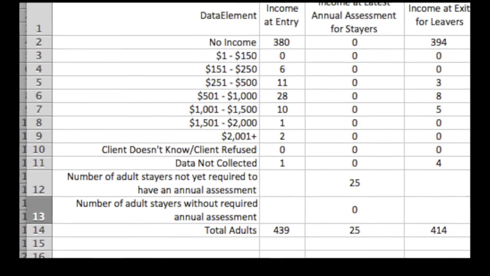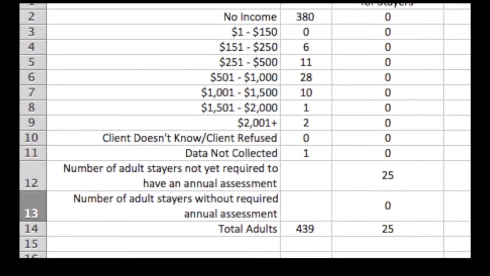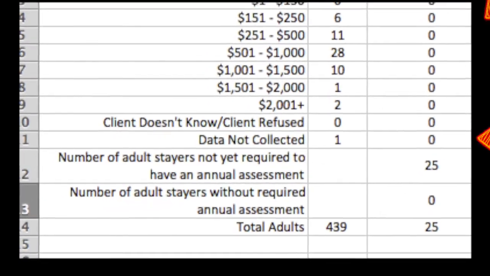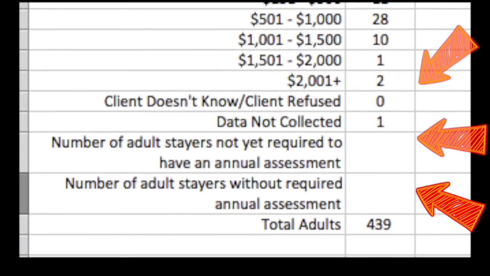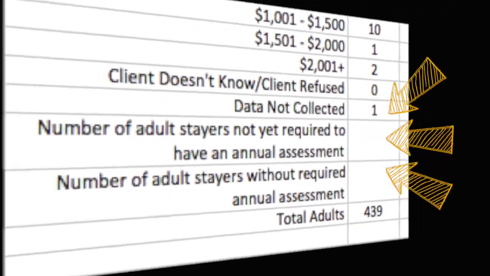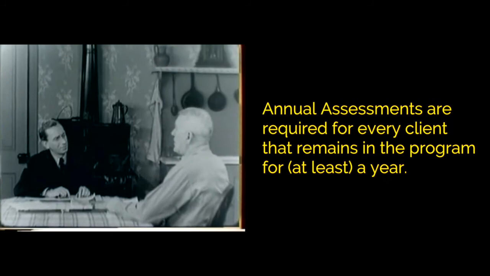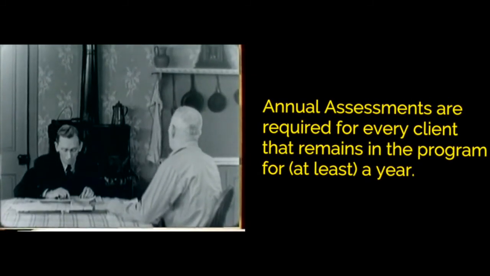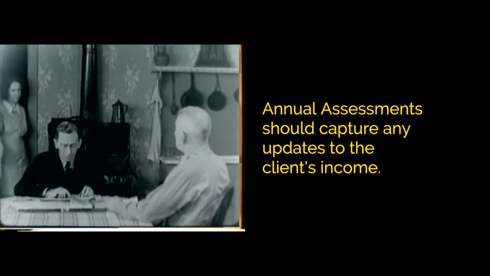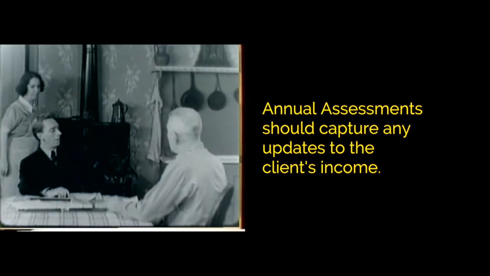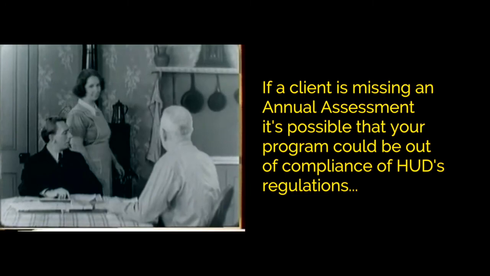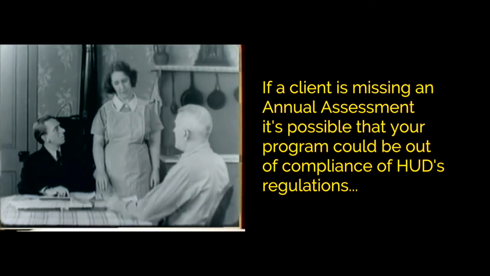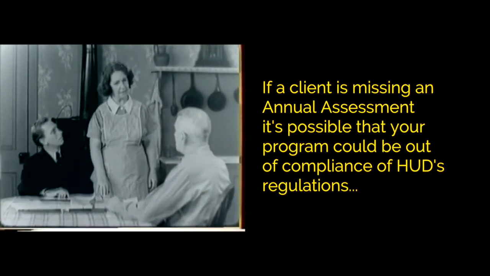For compliance purposes, the most important row in this table is the second to last row, number of adult stayers without required annual assessment. Annual assessments are required for every client that has remained in the project for at least a year. The annual assessment should capture any updates to the client's income. If a client is missing an annual assessment, it's possible that your program could be out of compliance with HUD regulations.